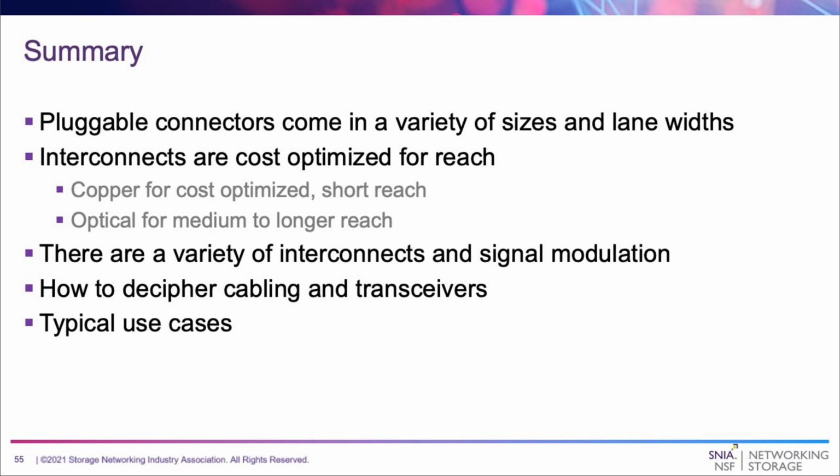In a lot of the smaller data centers, or small reach, that's where copper is going to be utilized. And then in the long haul, that's where we go to optical. The more expensive the optical, the longer those reaches are going to be. There's a variety of interconnects and signal modules, so these need to be discussed when you're looking at your data center reach, seeing how far you need to go and which copper or optical cable will best meet that as far as cost optimized.